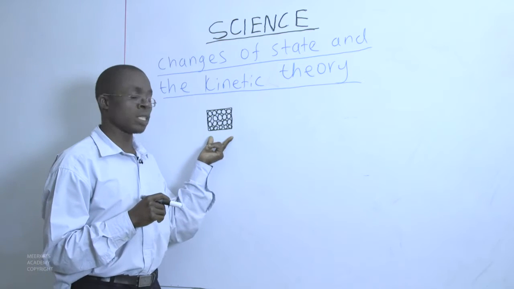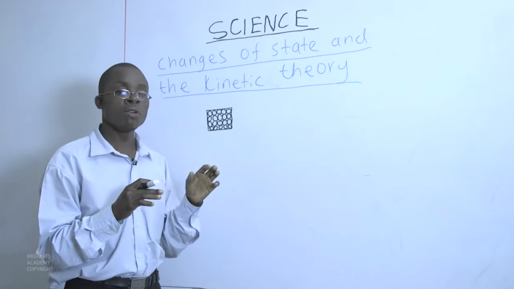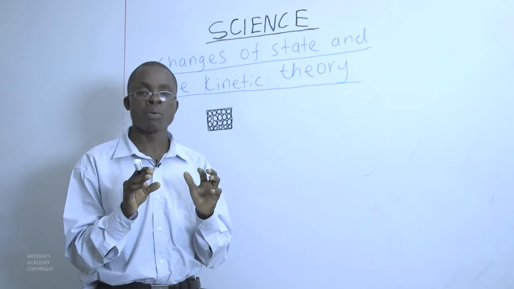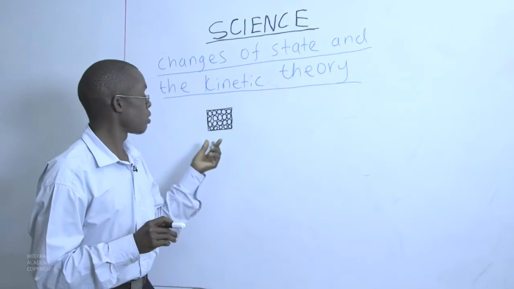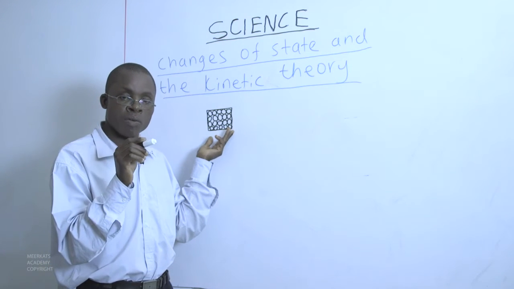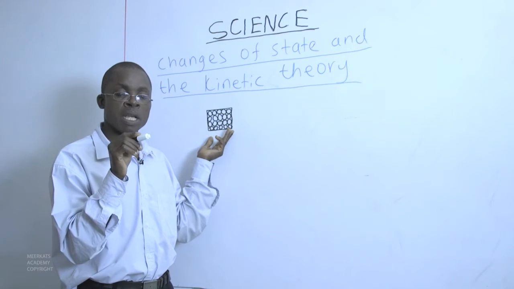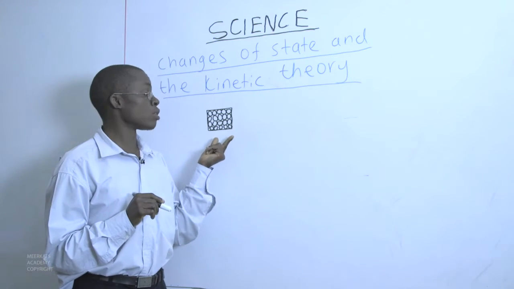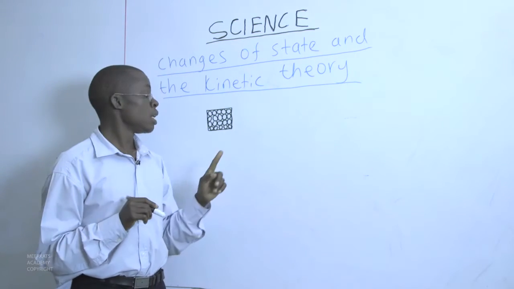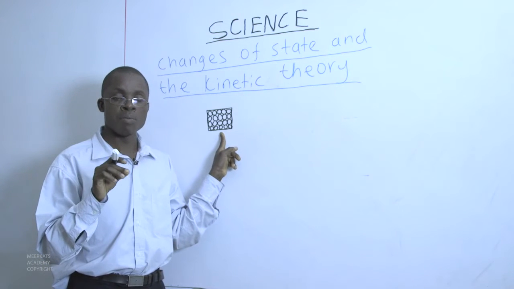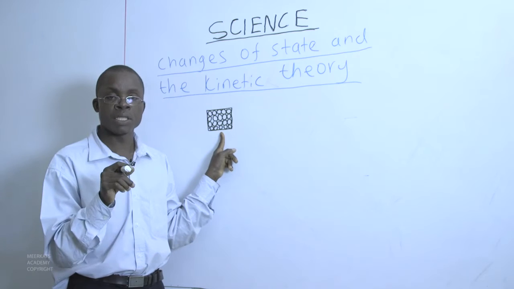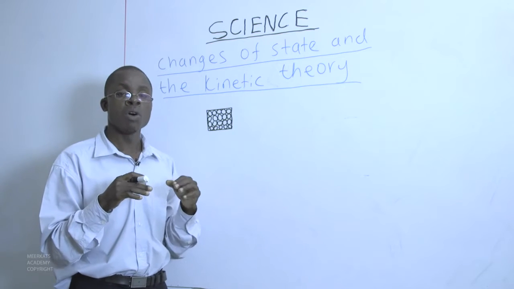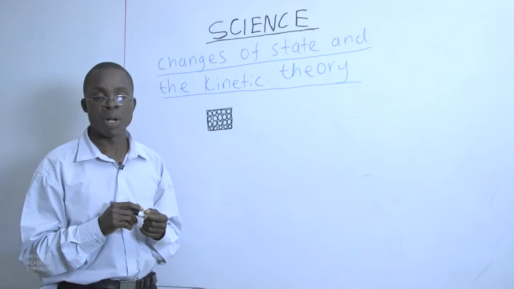The other thing we have to note about solids is that they all have a definite shape. A solid will just take its own particular shape and maintain the shape forever, because the particles are in fixed positions and vibrating in those fixed positions. The other thing we need to understand about solids in terms of kinetic theory is that the particles have the least amount of energy. And that is what makes the particles not able to move, but instead just vibrate.